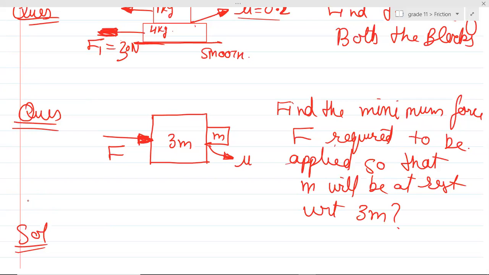Is it clear? Shall I give you time to solve this? After this, there is one more question, right? The inclined plane one.